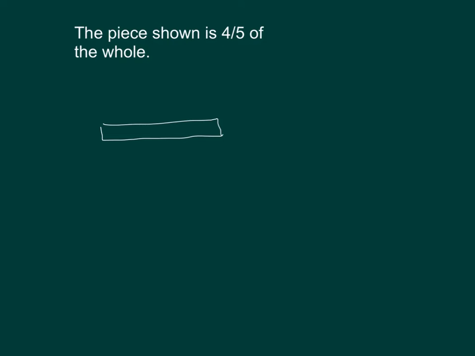Here we're told that the piece shown is 4/5 of the whole. So 4/5 of the whole. There's 4 parts there. 1/5, 2/5, 3/5, 4/5. To complete the ribbon, I would just add another 5th. So now I have 1/5, 2/5, 3/5, 4/5, 5/5. I have a whole.